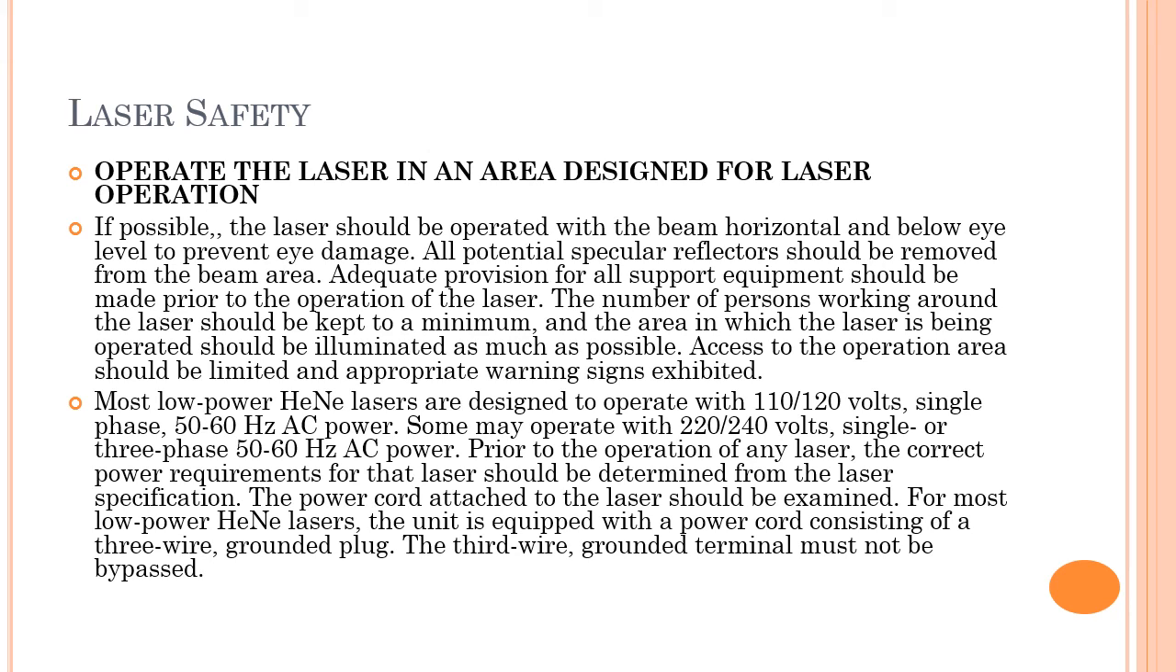Most low-power helium neon lasers are designed to operate with 110, 120 volts, single phase, 50 to 60 hertz AC power. Some may operate with 220, 240 volt, single or triple phase. Prior to the operation of any laser, the correct power requirements for the laser should be determined from the laser specification. The power cord attached to the laser should be examined. For most low-power helium neon lasers, the unit is equipped with a power cord consisting of a 3-wire grounded plug. The 3rd wire grounded terminal must not be bypassed.